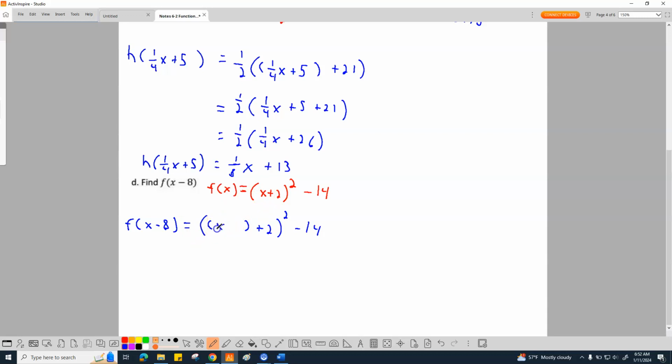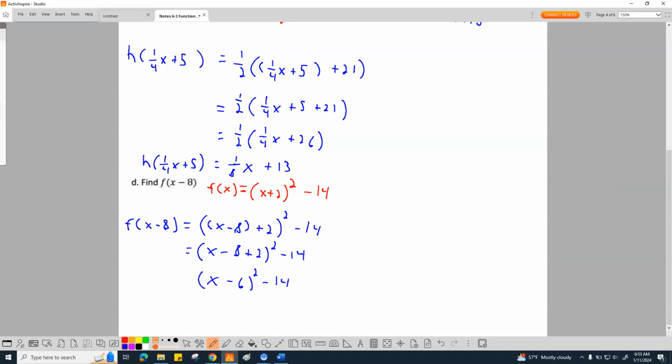Now I'm going to plug in an x minus 8 in here. There's not much more to do with that, so I'm going to drop the parentheses in the next line. So I end up with x minus 8 plus 2 squared minus 14. You can see all that right there. Okay, now I'm going to put the minus 8 plus 2 together. So I'm going to end up with x minus 6 squared minus 14. And then I'm cool with this one. If you want to keep this just as is, you can leave it like that.